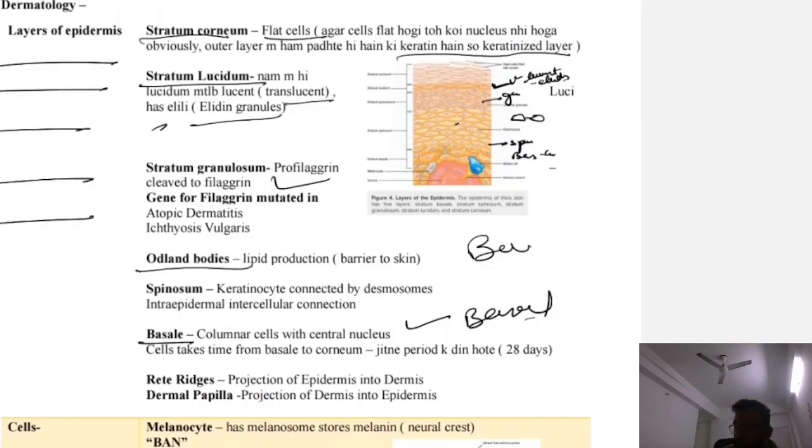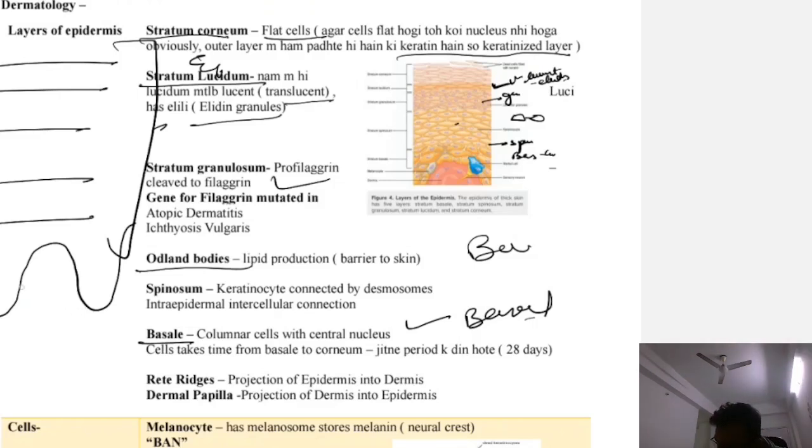After that starts the dermis. This is the layer of the epidermis. So we have understood the normal physiology of the epidermis. Now the dermis. This epidermal projection into the dermis is known as rete ridges, and the dermal projection into the epidermis is known as dermal papilla. So projection of epidermis into dermis is rete ridges, and projection of dermis into epidermis is dermal papilla.